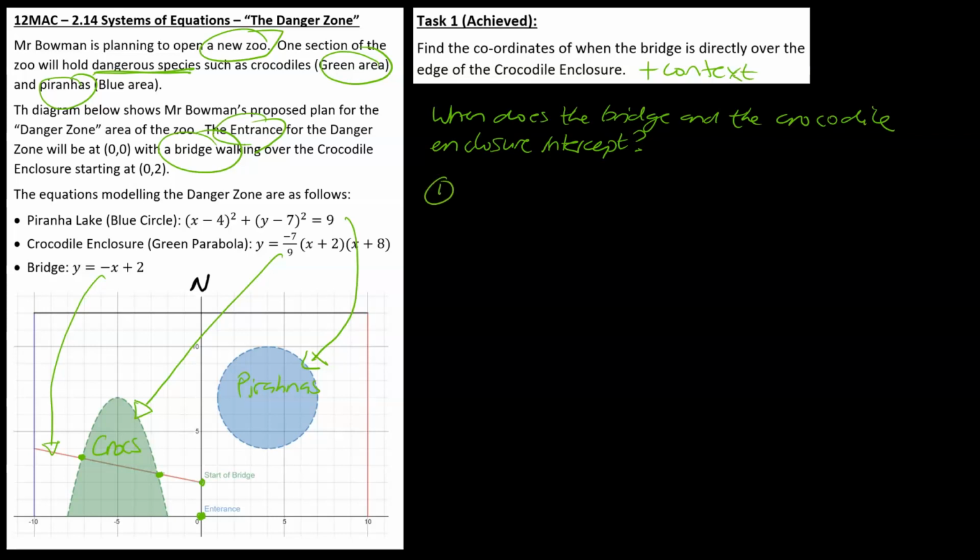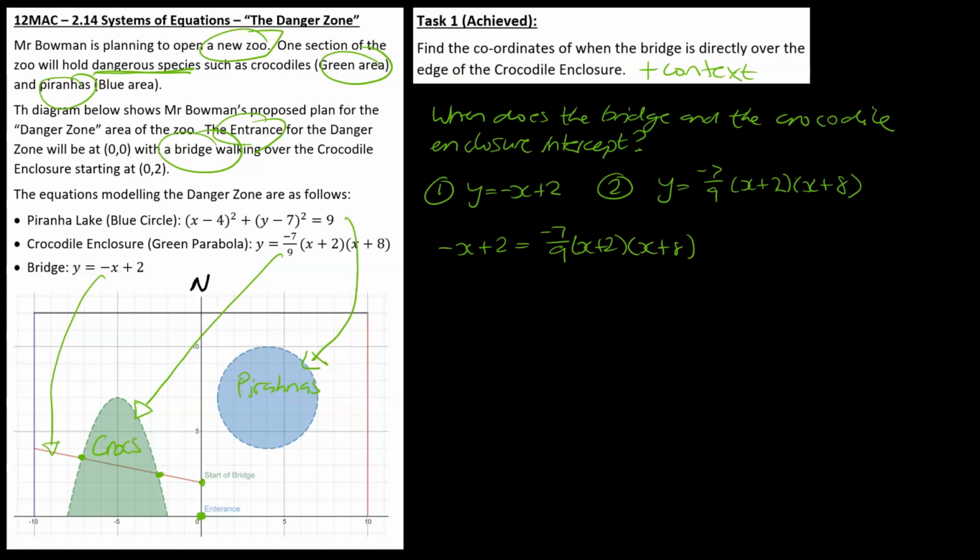So we've got 2 equations, y is equal to negative x plus 2, and the parabola equation, y is equal to negative 7 over 9, x plus 2, x plus 8. And we need to find out the x values for those. And the good thing about both of these equations, we can see they are both equal to y. So what we're going to do is we're going to equate those 2 equations. So that means negative x plus 2 is going to be equal to negative 7 over 9 times x plus 2 times x plus 8.